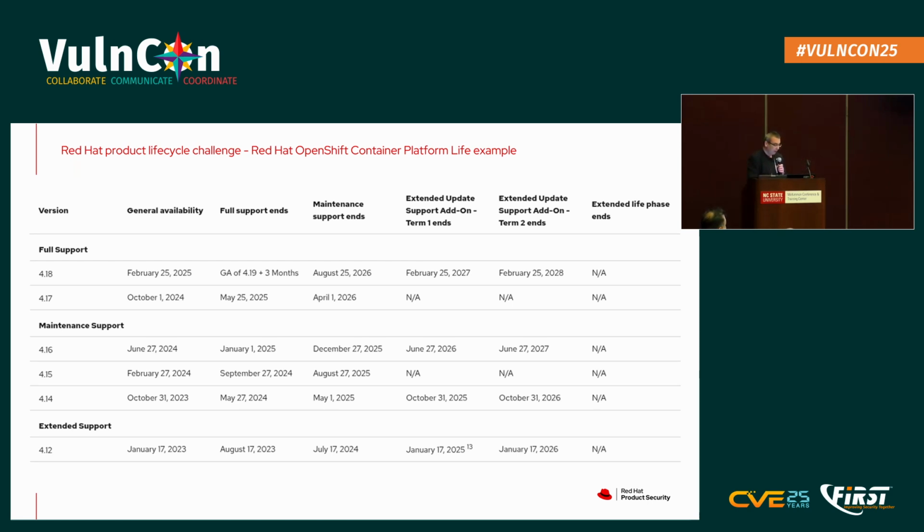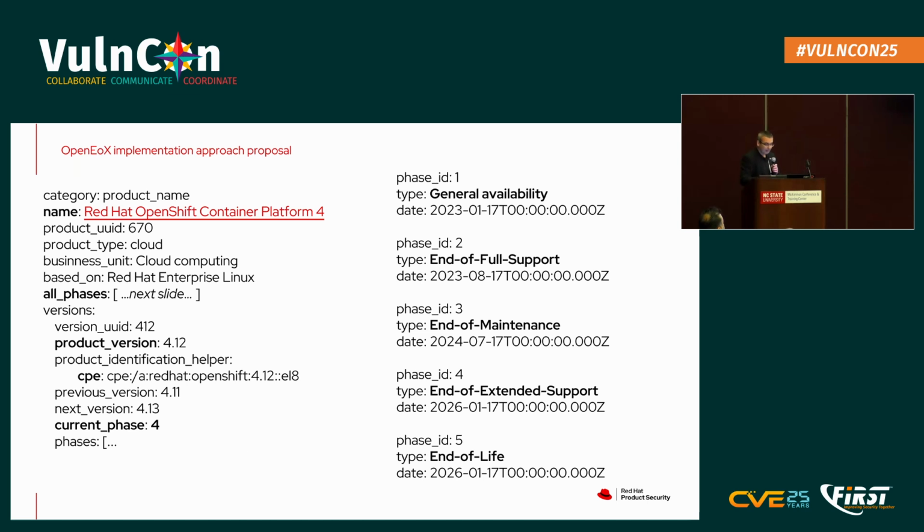What is the current state for a particular one of those streams at this point in time? But in OpenEoX, we can represent this lifecycle in a very easy and precise way. This is an example. I didn't use any specific format. It's just an example of how the data could be structured and what the most important pieces are.